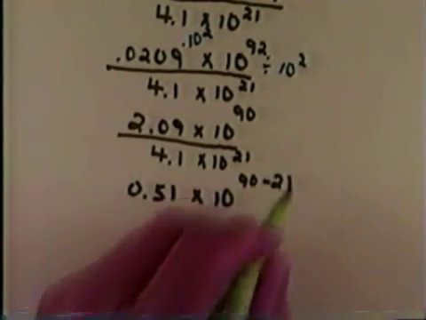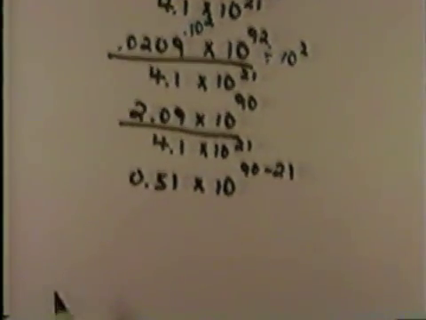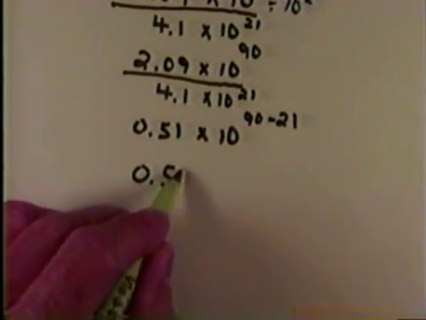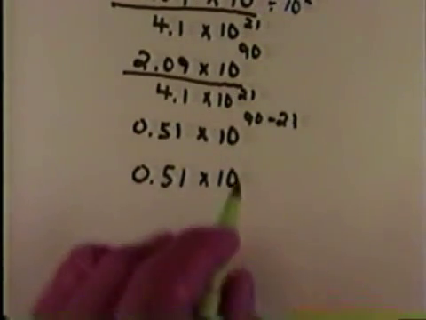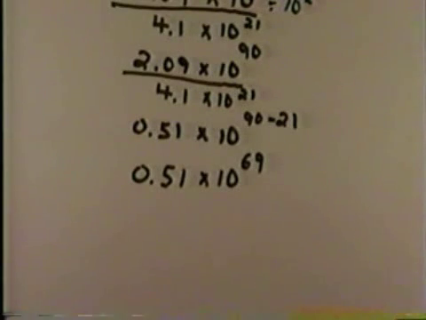Okay, now to divide powers having the same base, I keep the base, subtract the exponents. See, the base is 10. I keep the base, subtract the exponents. So it would be 0.51 times 10, and 90 minus 21 is 69.